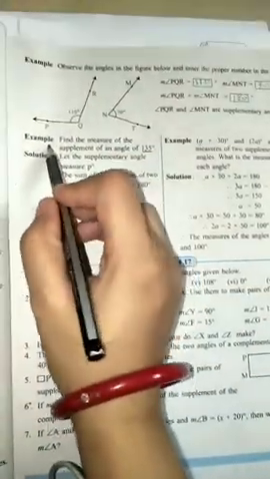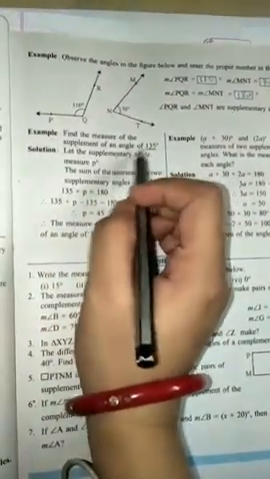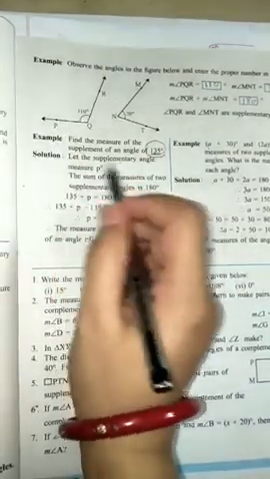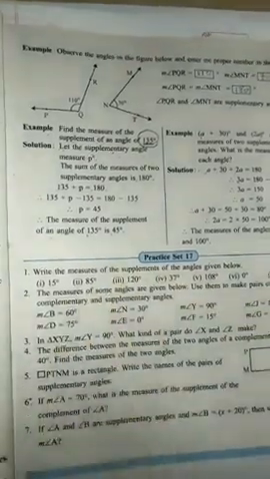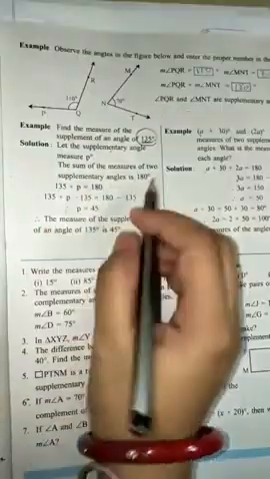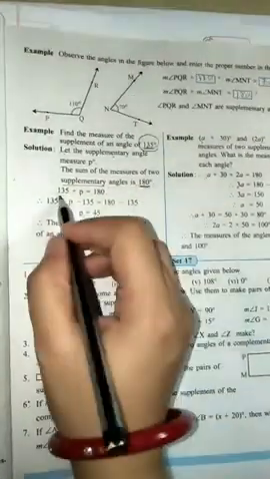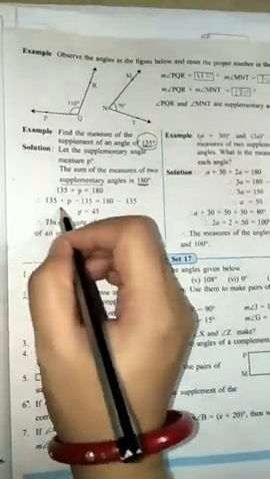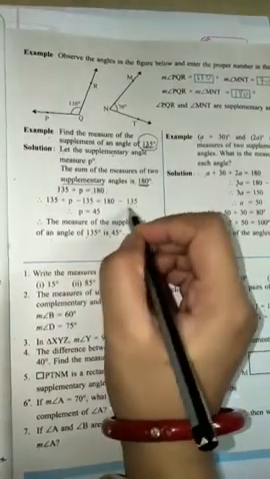Now we will do one example. Find the measure of the supplement of an angle of 135. We have to find the supplementary angle of 135. So let the supplementary angle measure be P degrees. The sum of the measure of two supplementary angles is 180. Always remember, supplementary angle is 180 degrees. So 135 plus P equal to 180. 135 plus P minus 135 equal to 180 minus 135.